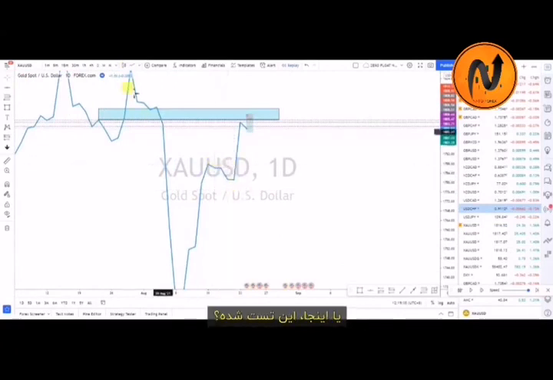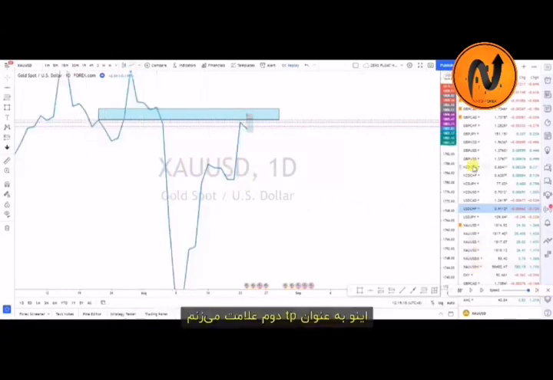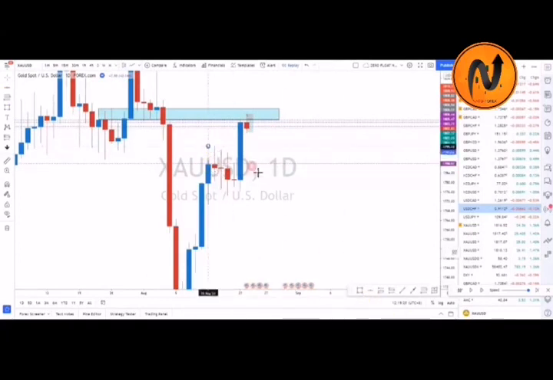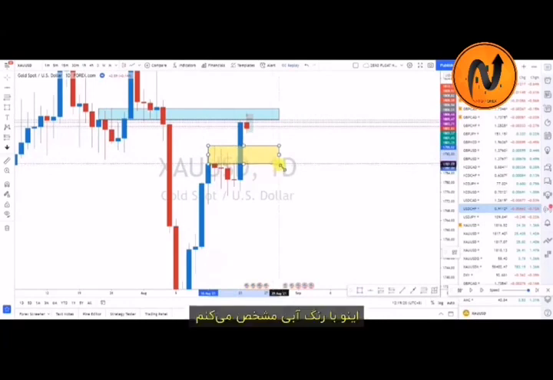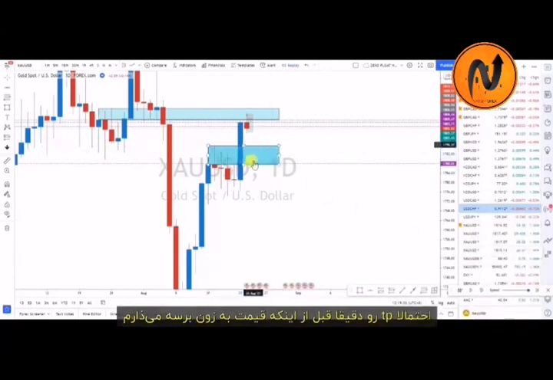Okay, has this been tested? No, so this will be the resistance become support area. So I'm gonna mark this as a second TP. Never mind, we mark the horizontal line first. Okay, and then we mark the zone. This is the zone. Okay, the zone for this one. So I'm gonna color this blue, change it to blue. So I will probably TP just before the price reaches this zone.